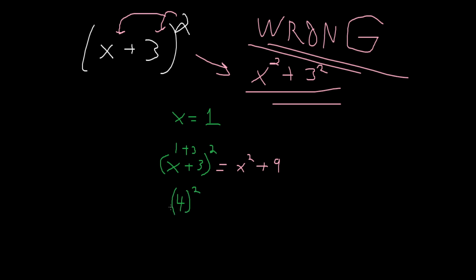So that is 4 squared. 4 times 4 is 16. And now we're going to check. We're going to see if the right side does that. So 1 times 1, so 1 squared is 1. Oh no! 1 plus 9 isn't 16. 1 plus 9 is 10. So these two things are not equal. They don't work the same.